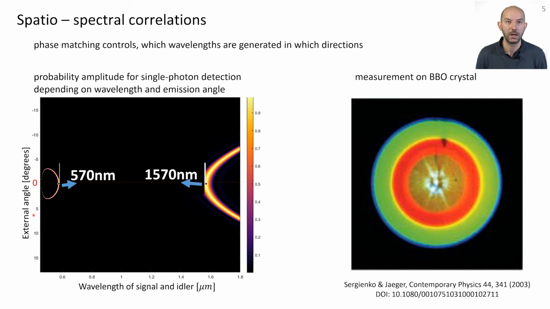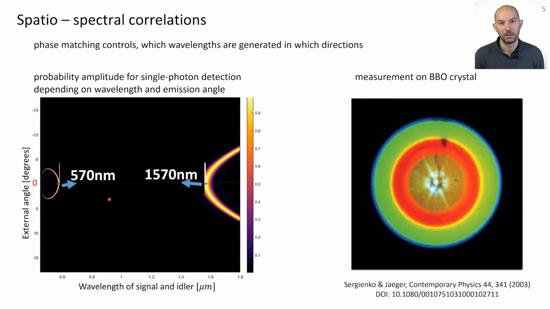Then what we can see under an angle of 0 degrees is a maximum at 570 nanometers corresponding to the signal wavelength and a corresponding maximum at 1570 nanometers corresponding to the idler wavelength. So in forward direction, at an angle of 0 degrees, we have emission of a photon pair which consists of two photons, one at 570 nanometers and one at 1.5 micrometers wavelength. At other angles, we can also have emission of photon pairs. However, they will be emitted at different wavelengths because there the phase matching relations are fulfilled for slightly different wavelengths.